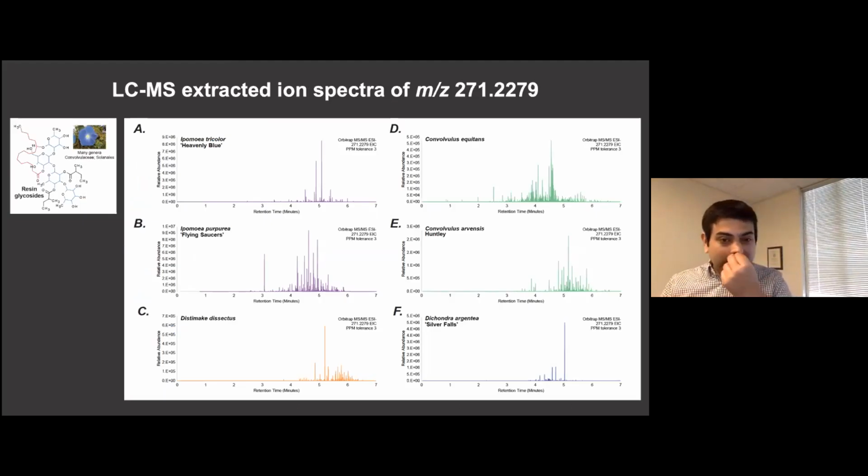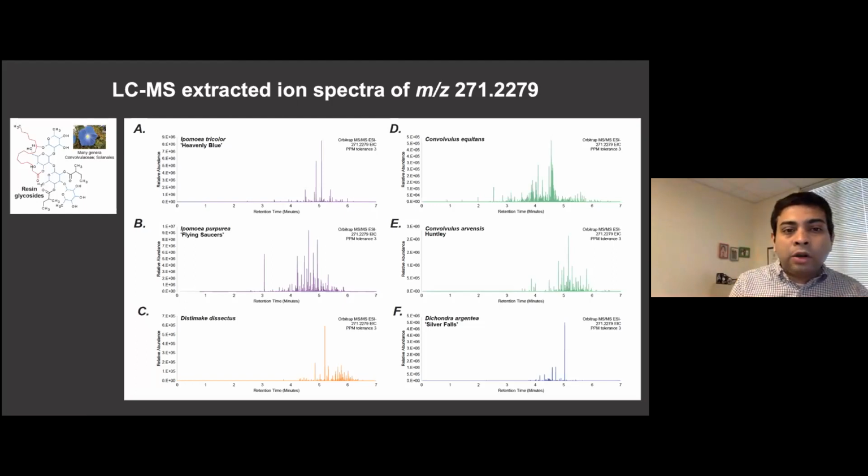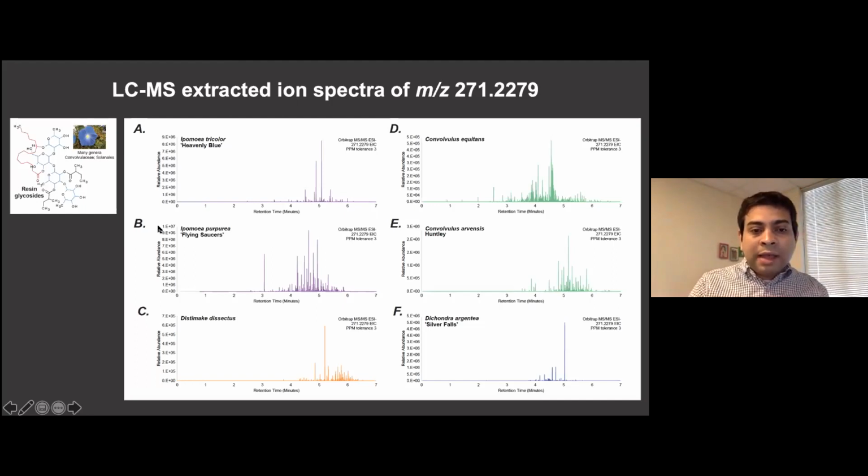So when we started off this project, we again utilized a similar approach by looking at different species of the morning glory Convolvulaceae family. And again, we see a lot of diversity here. This is the extracted ion chromatogram for different species. The x-axis is retention time, the y-axis is the ion abundance.